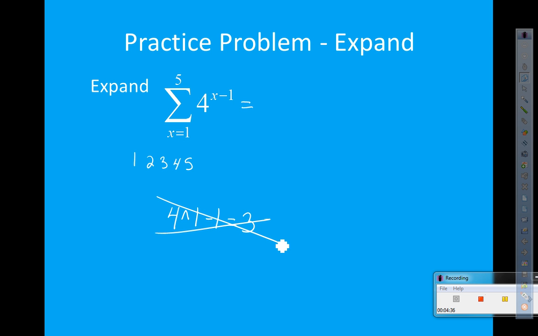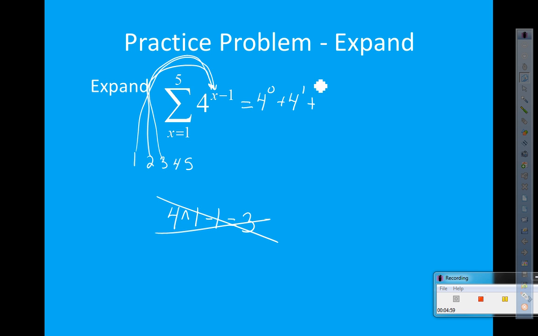So here's how I'd like for you to do it. Plug in a 1 right there. Do that exponent in your head. 1 minus 1 is 0. So I'm going to get 4 to the 0 plus. Now plug in a 2. 2 minus 1 is 1. So I got plus 4 to the first plus. Now plug in a 3.